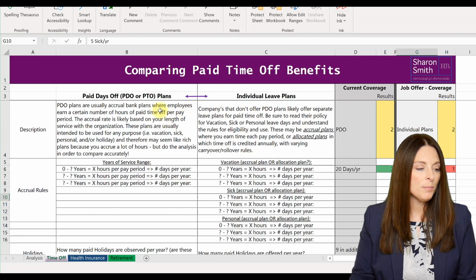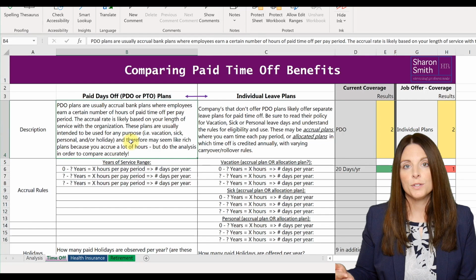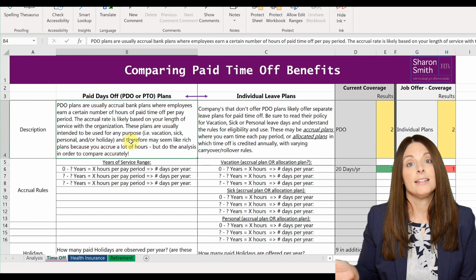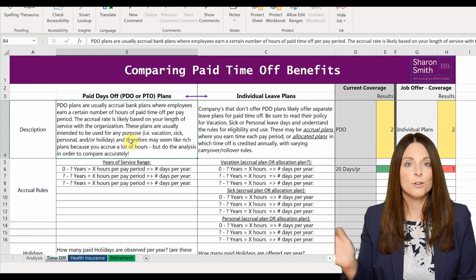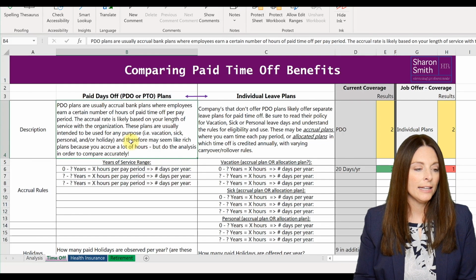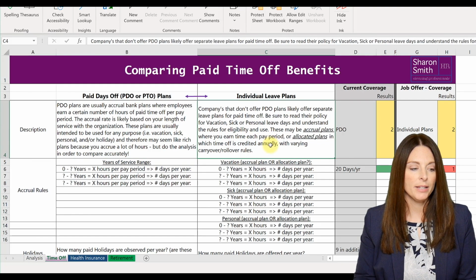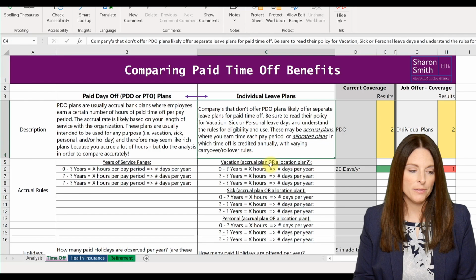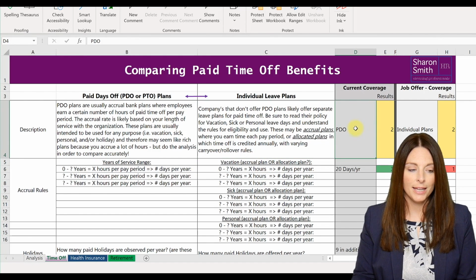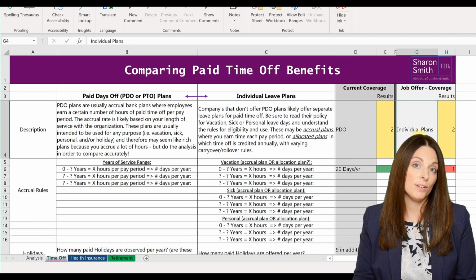With a PDO plan, you usually accrue a certain number of hours each pay period, and then you can use that time off for whatever, whenever you need it. With some of these other individual leave type plans, there may be rules or restrictions around them. As we went through the scenario that I put in here, my current plan is a PDO plan, and the job offer is a plan that offers individual plans.